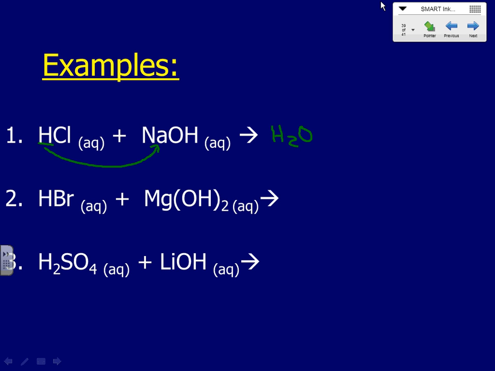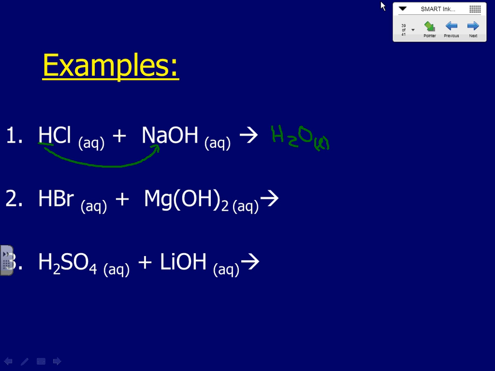What physical state is H2O in? Yeah, Atlee? It's a liquid. Now, you're not going to find it on your solubility chart, but it is a liquid. So we start with aqueous hydrogen and aqueous hydroxide, and it makes a new liquid. So that's what makes this kind of special.